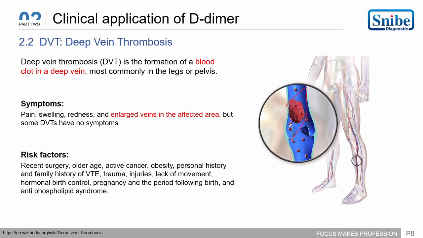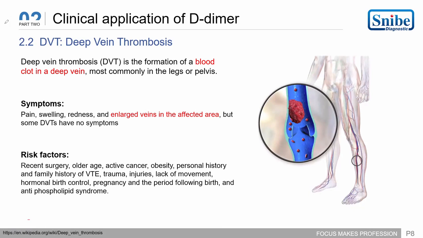So what are the risk factors of this DVT? Recent surgery, age, or an active carcinoma, along with obesity, patient history and family history of deep vein thrombosis. Also injuries and lack of movement, hormonal birth control, pregnancy and the period following birth, and phospholipid syndromes are high risk factors for deep vein thrombosis.